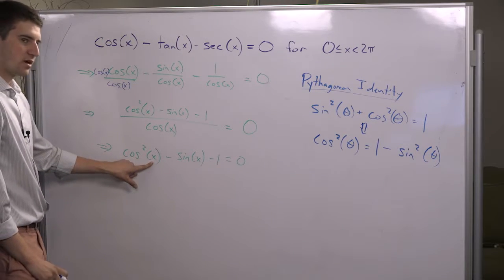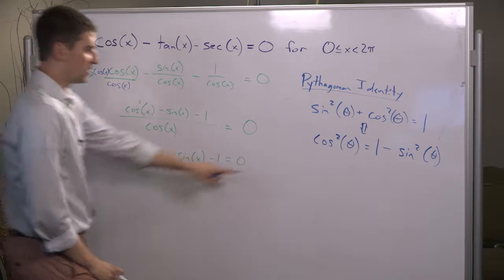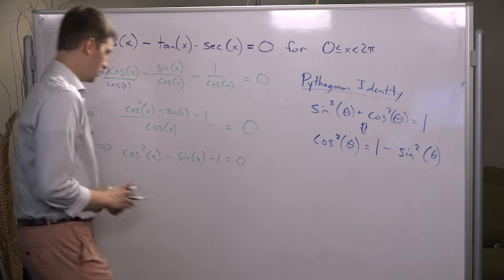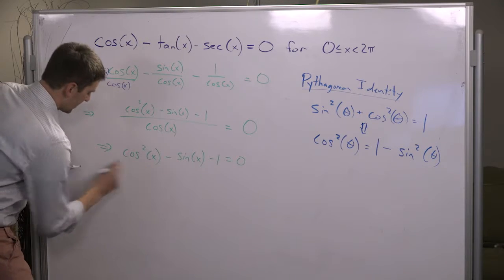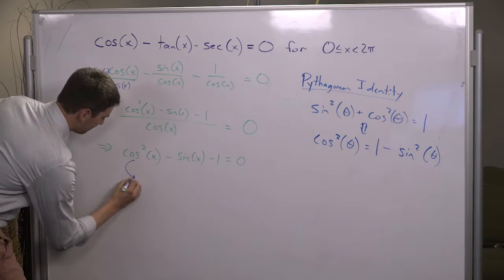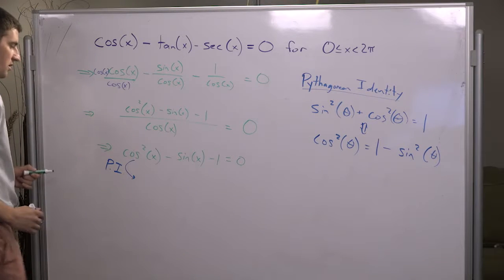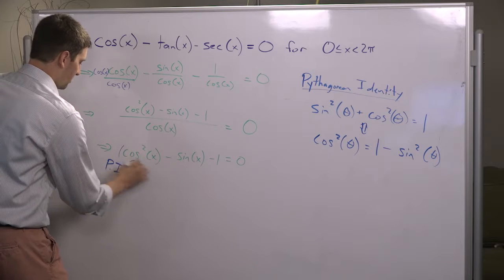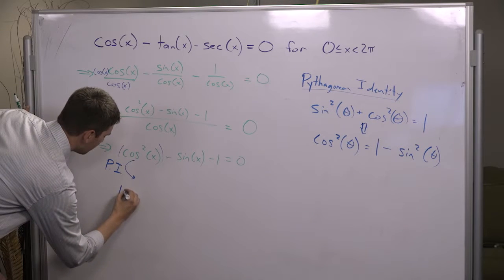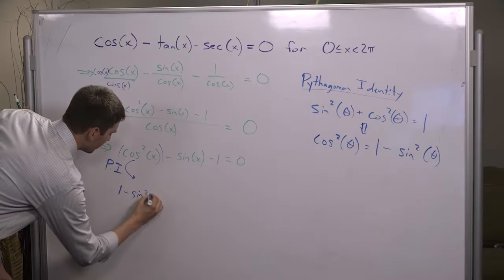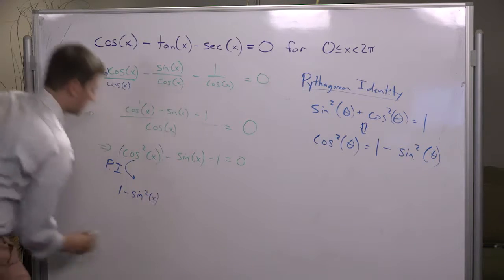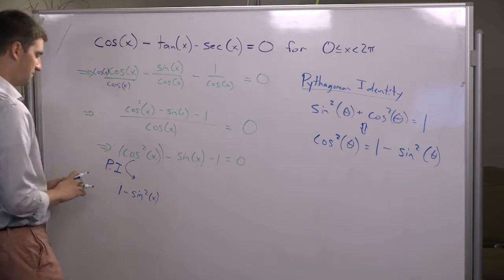And in our case, we're not talking about theta, we're talking about x, so we can just switch this theta into an x. So here we're going to use the Pythagorean identity that we just used over there. And we see that cosine squared is really just 1 minus sine squared of x. That's all this term right here.